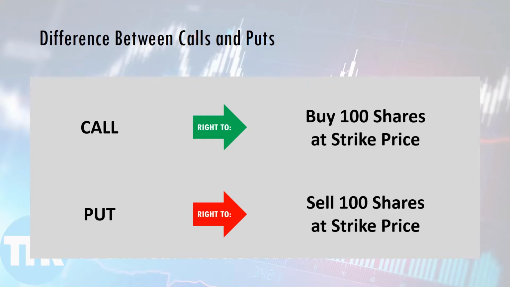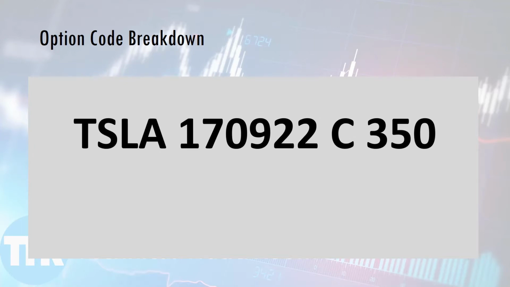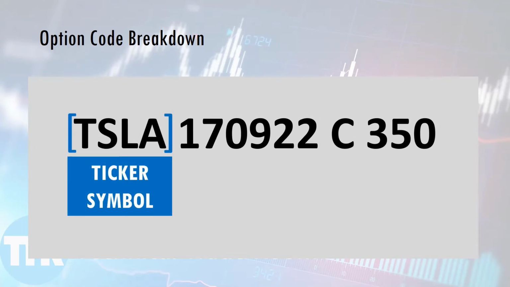Next, let's go over how to read an options code, as you will need to understand what all the letters and numbers mean, because you're going to see a lot of them, and you'll be able to make sure you're buying and selling the right options contract. Here, we have an options contract for Tesla. The first part of the code, in blue, will consist of letters, as this is the ticker symbol, which indicates which stock the option is for.